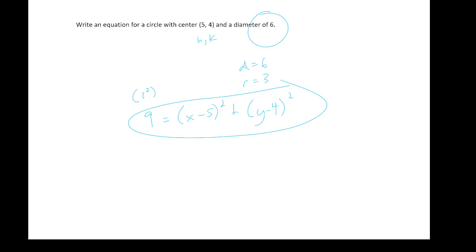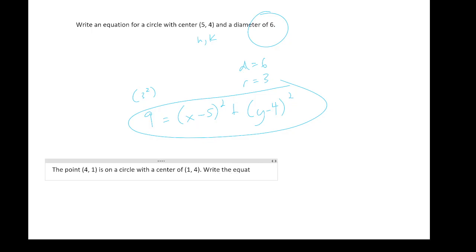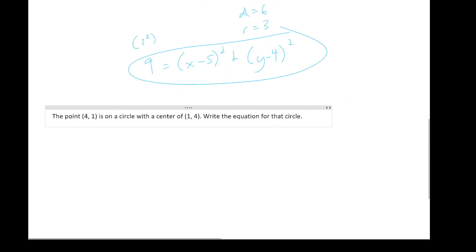Let's try another example. This is literally going to be the types of questions you're going to get on your homework and what you're going to get in your next test. And again, you should be pumped for this one. The point 4, 1 is on a circle with a center of 1, 4, and you're going to write the equation for that circle. All right, so gentlemen, we need to find the radius. We need to find r.